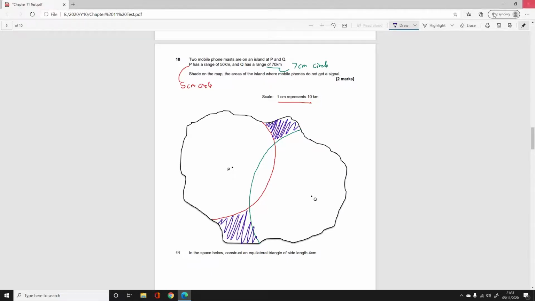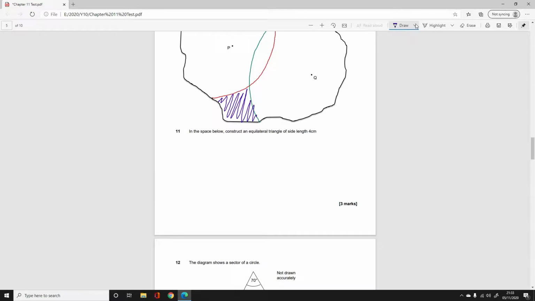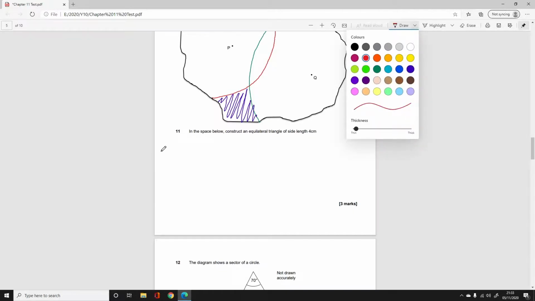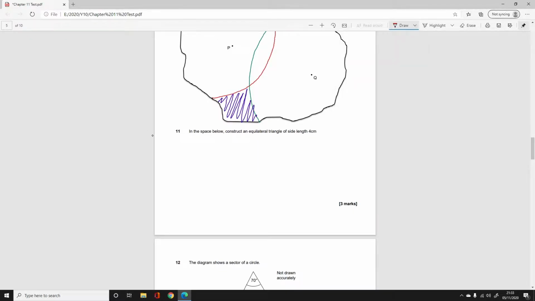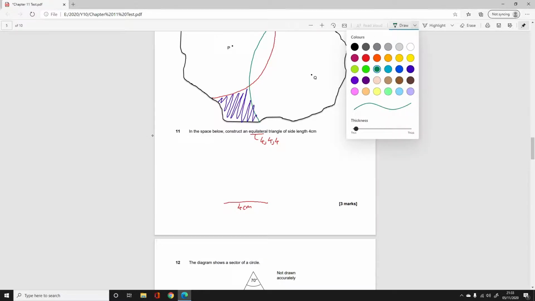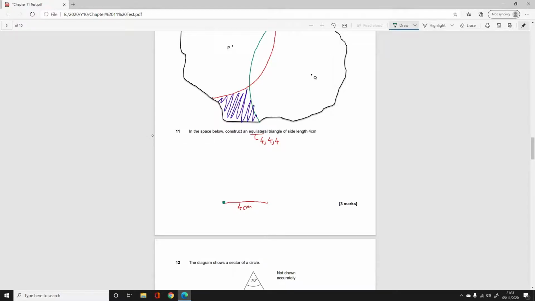For 11, we've got probably the best thing that we can do on constructions, an equilateral triangle. So that means all the sides are the same length. That means our sides are 4, 4, and 4. So we'll start off by drawing a 4 centimeter line. We'll then take a compass, put the point on one end of the line, stretch it to 4 centimeters in width, and draw an arc that goes from there.